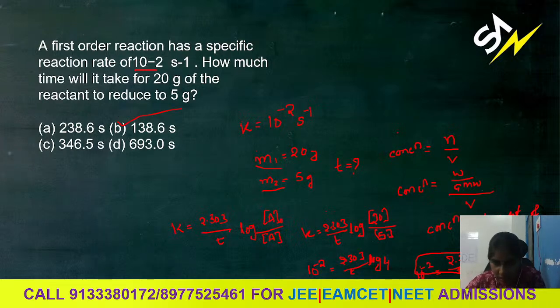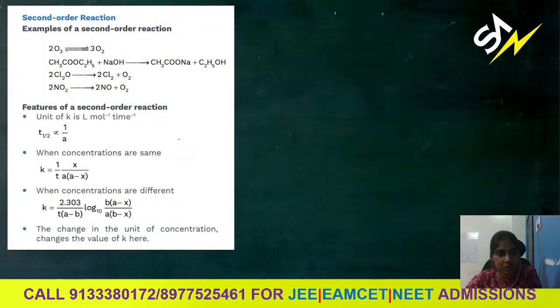Since they are asking to find this time, if we take T to the left side and 10 to the power of minus 2 to the denominator, the equation will be T is equal to 2.303 by 10 to the power of minus 2 times 2 log 2. If you solve all this, you will get the answer as 138.6 seconds. Now let's see second order reaction.